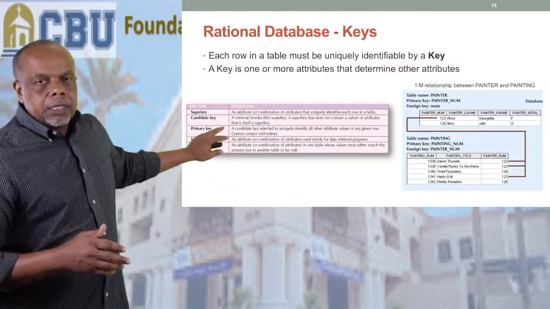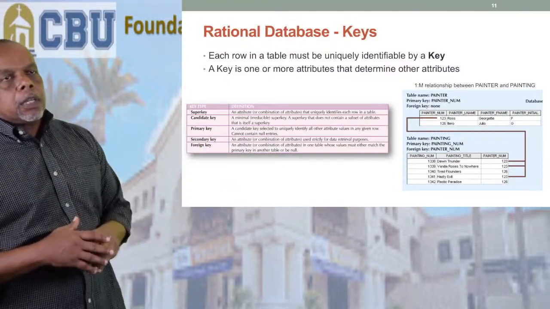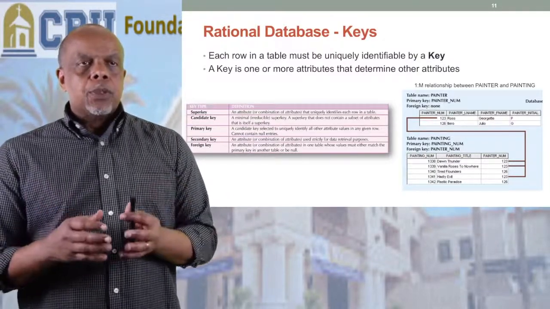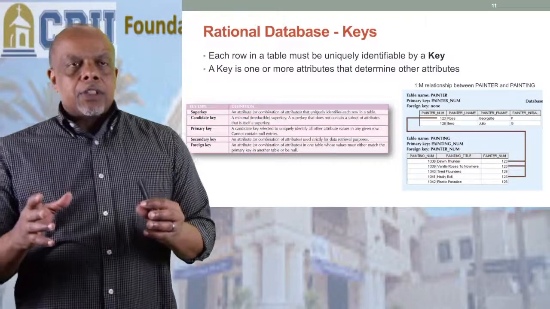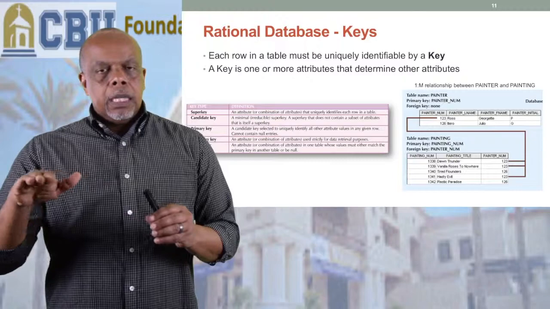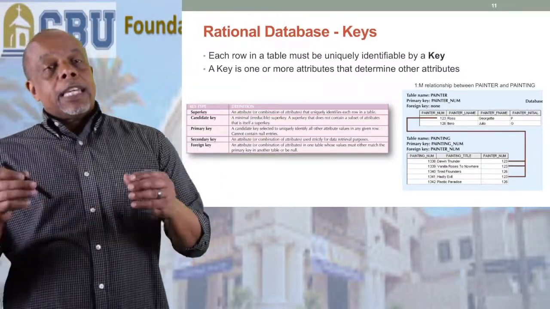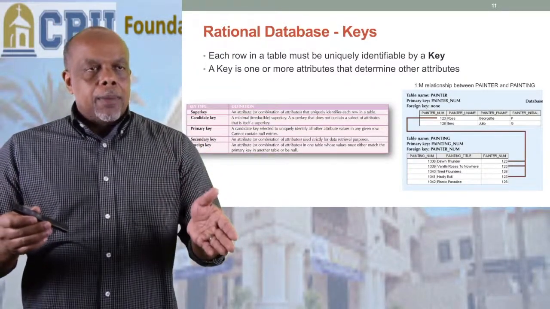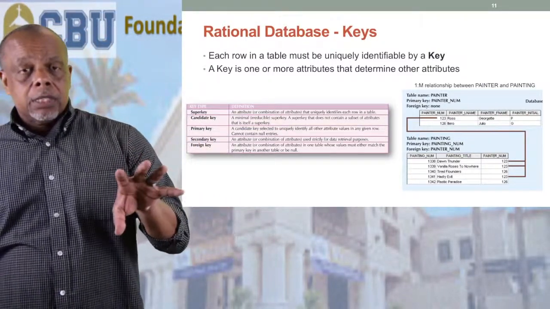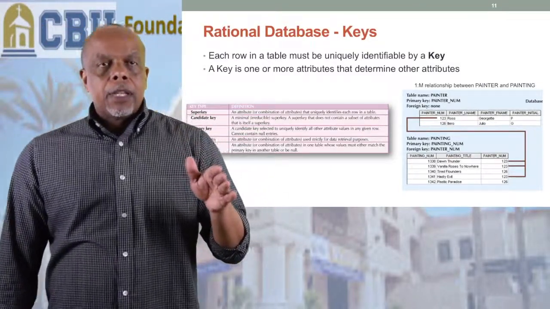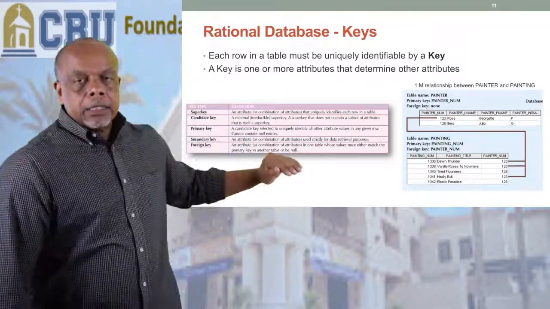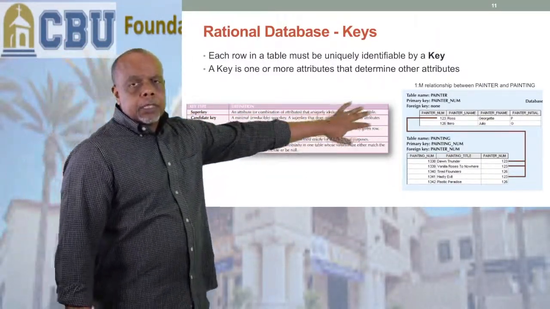Now, the list here gives you some of the major keys that we talked about, like a super key. A super key is an attribute or a combination of attributes that uniquely identify each row in a table. Each row. That's going to be your super key. You have a candidate key, as well as a primary, secondary, and a foreign key. Now, the ones I was going to focus on today, right here on this slide, are the primary key and the foreign key. Okay, let's take a look at our table that we've got here.